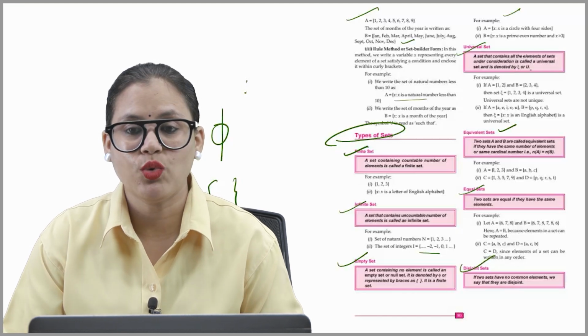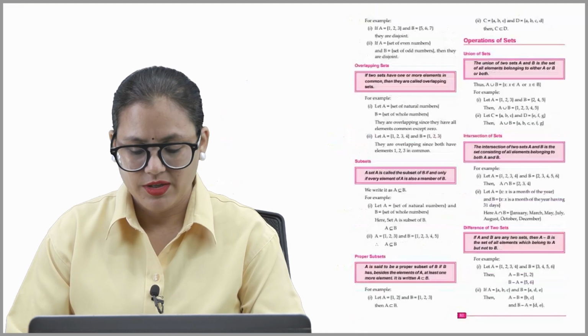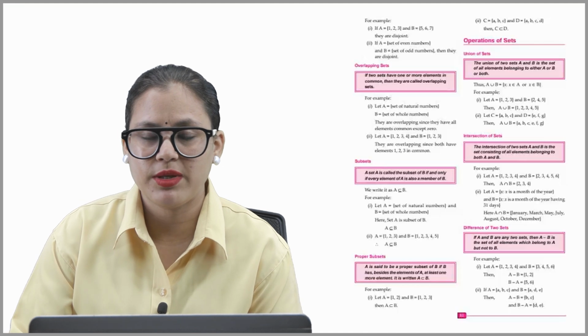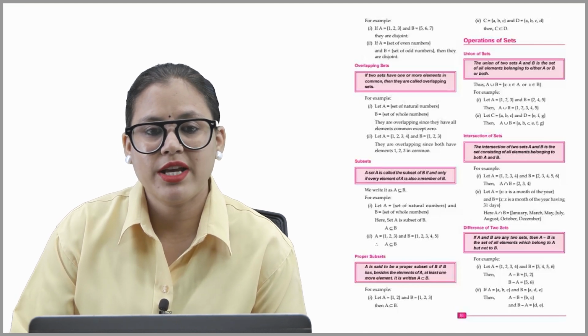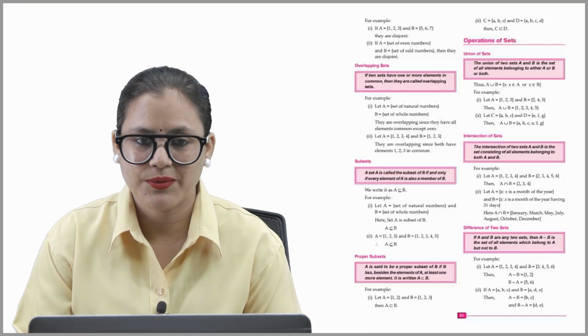Disjoint sets. If two sets have no common elements, we say that they are disjoint. For example, the elements of A are 1, 2, 3 and the elements of B are 5, 6, 7. They are disjoint. Number 2: if A is the set of even numbers and B is the set of odd numbers, then they are disjoint.